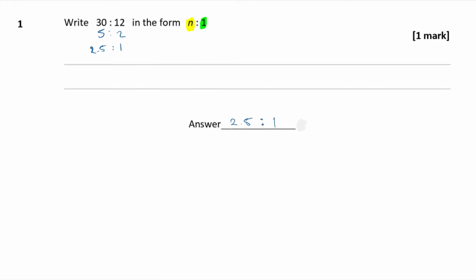So if it does ask for a ratio in the form n to 1, just don't worry if the second one of the parts ends up being a decimal or a fraction.